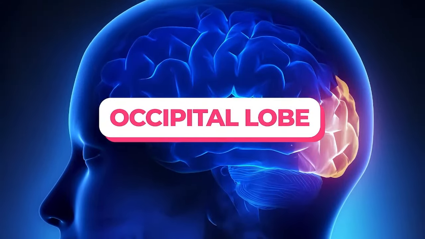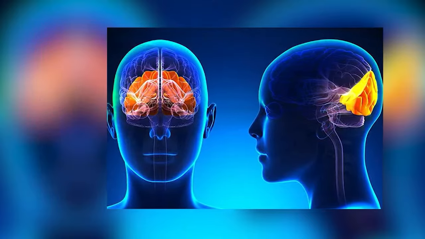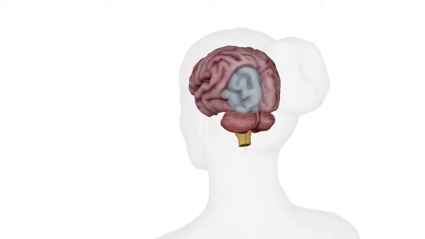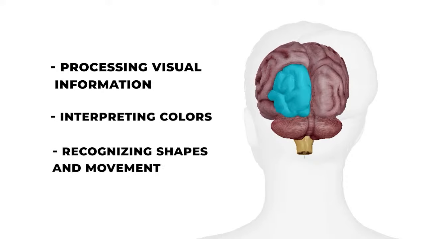Occipital lobe. Located at the back of the brain, it's primarily responsible for vision. This includes processing visual information from the eyes, interpreting colors, and recognizing shapes and movement.